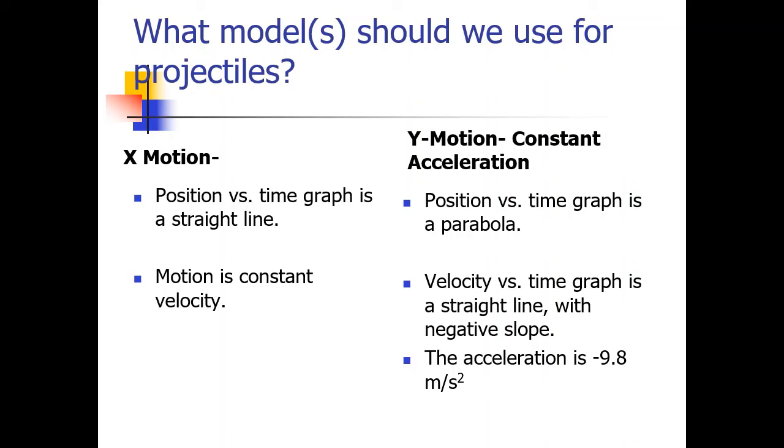For the x motion, we saw that the position versus time graph was a straight line. Therefore, the motion is constant velocity there. And for the y motion, we saw that the position versus time graph was parabolic. And we confirmed that by analyzing the velocity versus time graph and seeing that it is a straight line with a negative slope. And the acceleration here on the Earth is about a negative 9.8 meters per second squared.